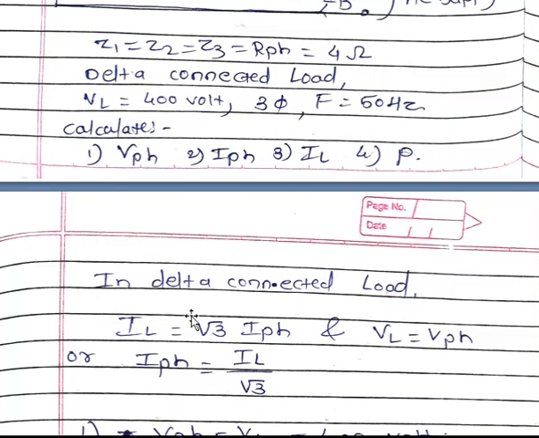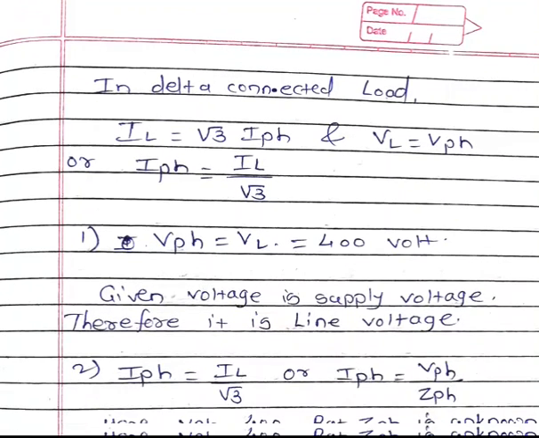In a delta connected system, line current is equal to root 3 times phase current, and line voltage is equal to phase voltage VPH, or phase current is equal to IL by root 3. Now we calculate the value of phase voltage. The value of line voltage given is 400, that is, the supply voltage is the same as line voltage. Therefore VPH is equal to VL is equal to 400 volt. The given voltage is the supply voltage, therefore it is line voltage.